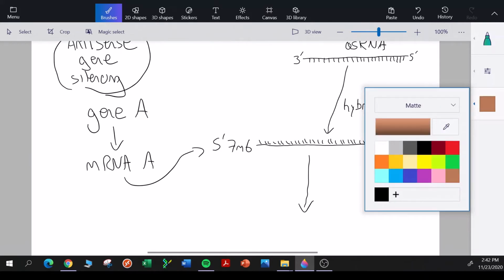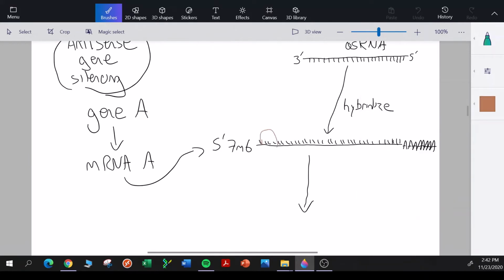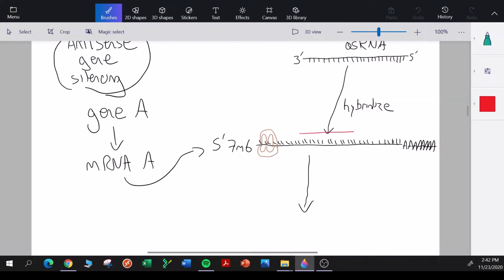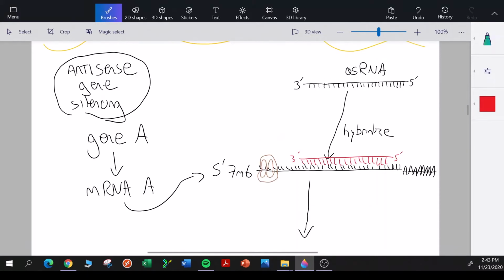Because that messenger RNA should be translated, a ribosome should jump on there and translate it. But what if that antisense RNA is in the way? Perhaps that would block translation and prevent that protein from being made. So the gene would be silenced. We'd be knocking down levels of that protein by using this antisense RNA.